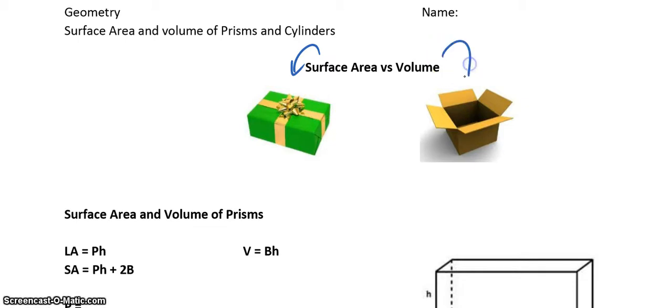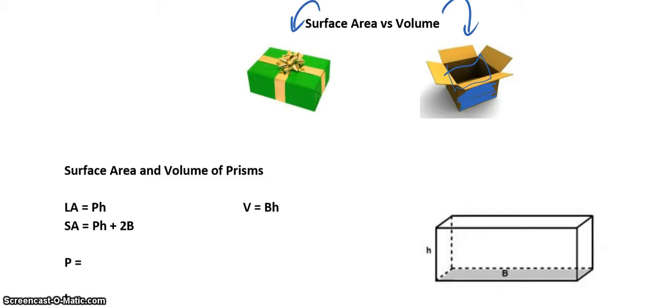Alright, then volume, think inside the box. Let's say this was all measured in inches. How many pieces of paper or cardboard an inch thick could you stack inside of there to cover the entire space inside of the box? And that's what we're measuring with volume. So surface area is the space outside that you can actually touch and feel, and volume is the space inside. Alright, so those are the two things.